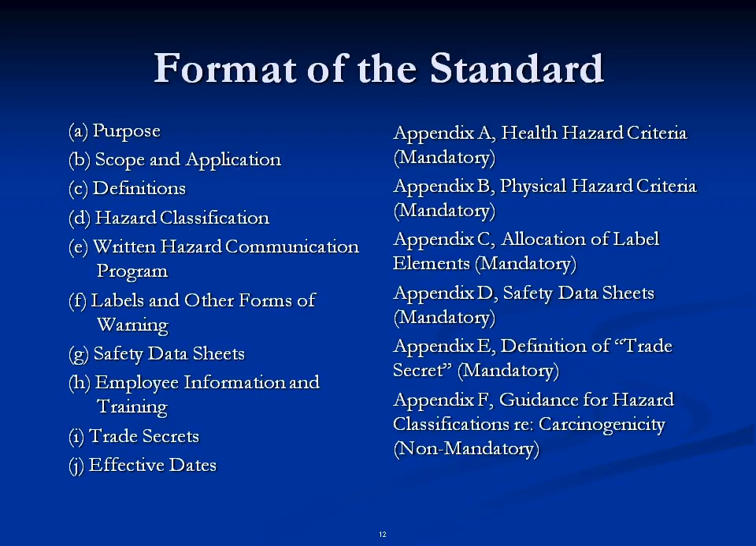Finally, Appendix E is the definition of a trade secret. So if you're interested in claiming some of the composition of your product to be a trade secret, you probably want to review that. And also, under what circumstances would you need to disclose that information? All of that's covered in a combination of paragraph I of the standard under trade secrets and then the definition.